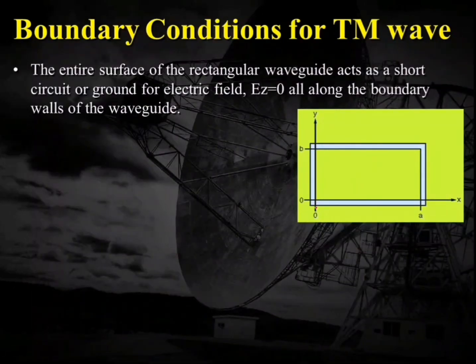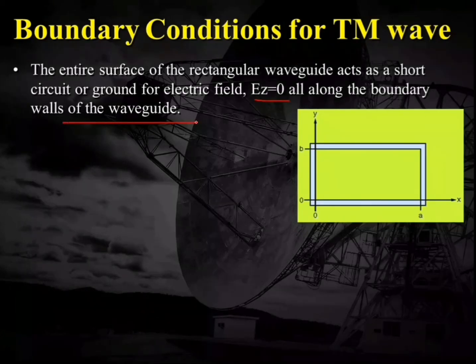Similarly, the left plate will have the value of y from 0 to b and x is equal to 0, and the right plate is having the value of y again from 0 to b, but the value of x is equal to a. And we know in the case of TM wave, the electric field component in the direction of propagation, that is Ez over here, is equal to 0. It is all along the boundary walls of the waveguide.